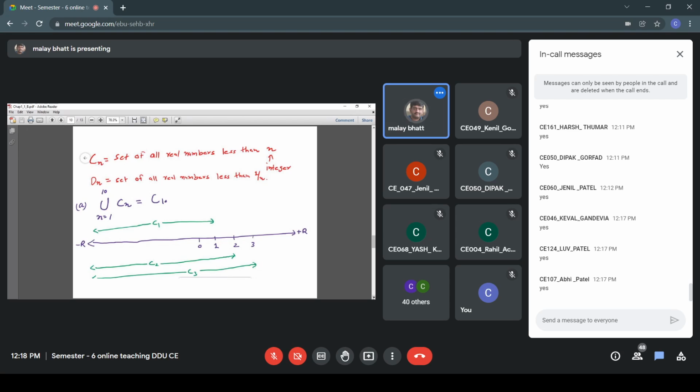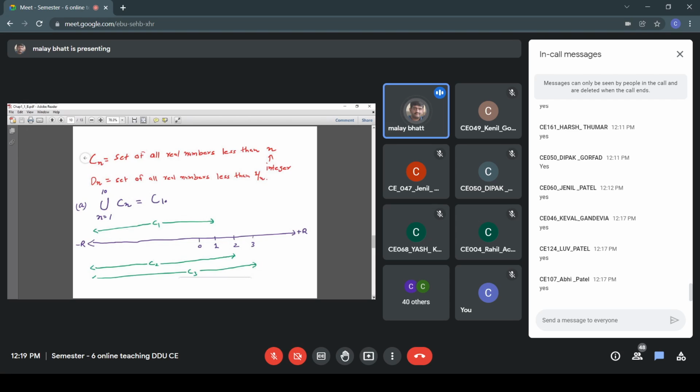You can see it highlighted with green color, the C1 part of the number line. Similarly, I have highlighted C2. C2 is the set of all real numbers less than 2. Similarly, I have highlighted C3 for more clarity. C3 is the set of all real numbers less than 3.